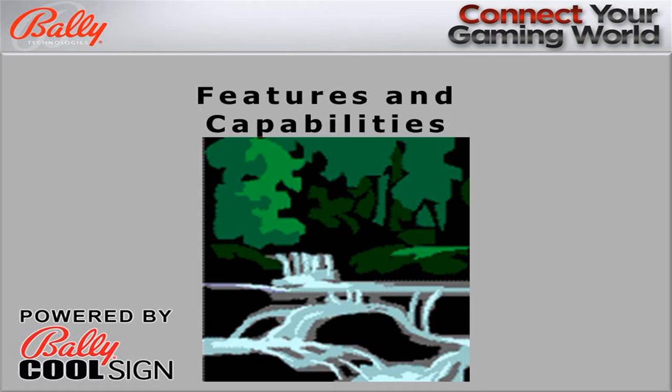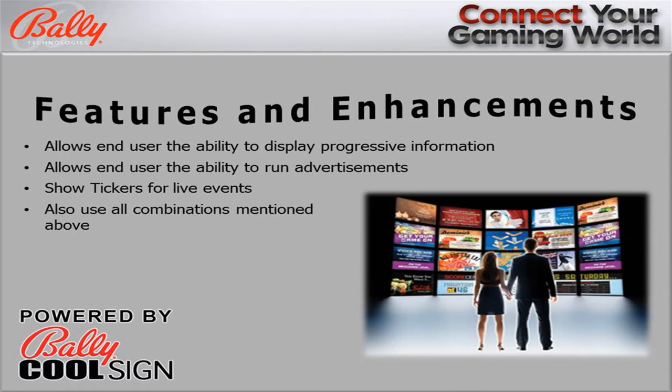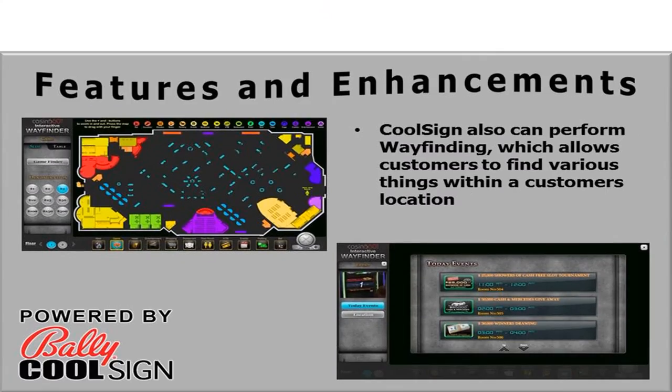Now, let's continue. We'll look into some of the features and capabilities of the CoolSign Media Player. Features or enhancements, if you want to call them that, can be physically viewed. CoolSign allows the end user the ability to display not only progressive information, but also to run advertisements, live feeds, tickers, a combination of the previously mentioned, as well as interactive content, or what we call wayfinding systems. These are just a few of the features CoolSign can perform. Do keep in mind some of the features mentioned here are contingent on the type of deployment you are using.